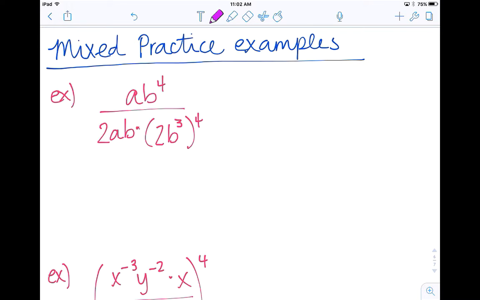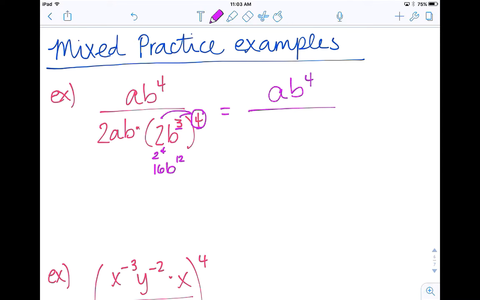There is only one term in the numerator here, so we're going to keep ab to the fourth power. Nothing to simplify there. Then in the denominator, we do have multiple terms, and one of those terms has a set of parentheses in it, so we need to simplify those parentheses before we combine our two terms together. So we're going to distribute that 4 inside to the 2 and to the b. So we'll have 2 to the fourth power, which means 2 times 2 times 2 times 2, which simplifies to 16. And when we have an exponent inside and outside, we multiply those together to get b to the 12th power.